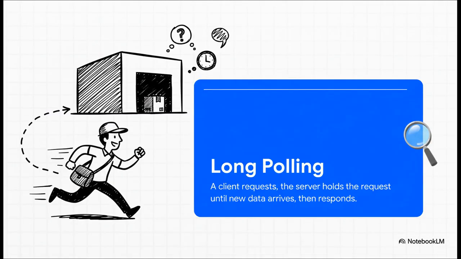Then we have long polling. Okay, this one is kinda clever, but it's really a bit of a hack. Imagine you send a courier to a warehouse and tell them, hey, don't come back until a package shows up for me. So the courier just waits, and the second something arrives, they sprint back to you. It works, but you can see how it's not exactly the most efficient system.